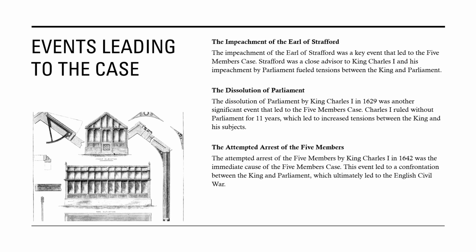The attempted arrest of the five members. The attempted arrest of the five members by King Charles I in 1642 was the immediate cause of the Five Members Case. This event led to the confrontation between the king and Parliament, which ultimately led to the English Civil War.